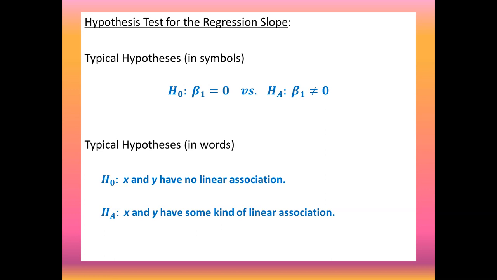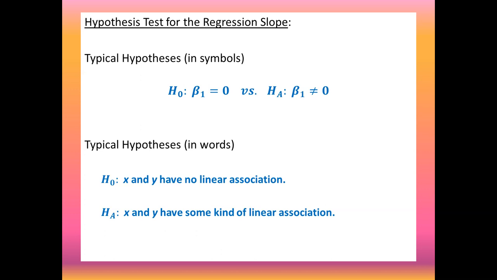This is by far the most common scenario for the hypotheses, and this is the default setting for any kind of software. So the null should be beta 1 equals 0, which in words would be that the 2 variables x and y have no linear association. And then the alternative hypothesis is that beta 1 is not equal to 0, which in words would be that x and y have some kind of linear association.